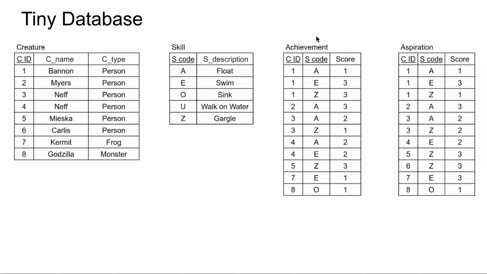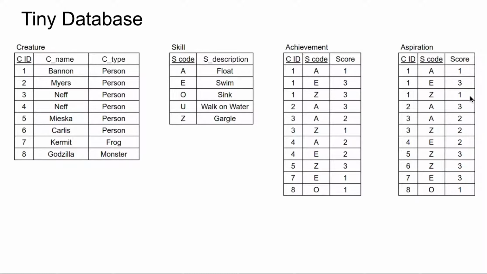Each achievement references the CID and S code of a creature skill pair, and includes a score. So for the second row, 1E3, you might say that creature ID 1, which is Bannon, has achieved skill code E, which is swimming, with a score of 3. Aspirations also have scores, so you might say that although Bannon has achieved a gargling score of 3, he aspires to get a score of 1.